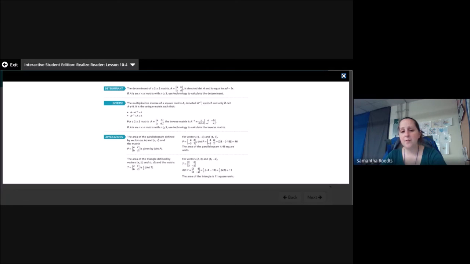The area of the triangle defined by vectors A, B and C, D and the matrix T equals A, C, B, D is 1/2 times the absolute value of the determinant T. So for vectors 2, 3, 6, negative 2, my matrix 2, 6, 3, negative 2 becomes 1/2 times negative 4 minus 18, which equals 1/2 times 22, or 11. So the area of the triangle is 11 square units.